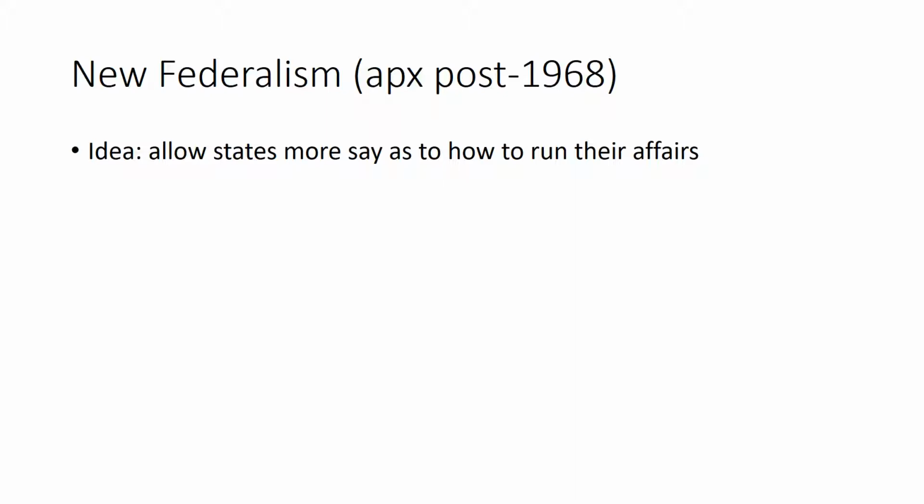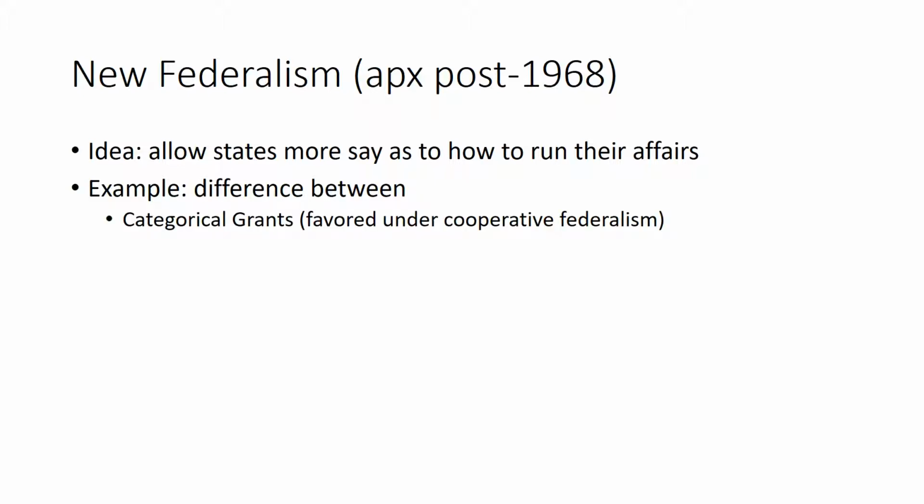So we finally come into new federalism. The idea of new federalism is to allow the states to have more of a say in how they run their affairs, right? So here's an example, the difference between categorical grants, which were favored under cooperative federalism, and block grants, which were favored under new federalism. So let's say that I'm going to give you money to solve your problem with transportation. You have a problem in transportation. I'm going to help you solve that problem by giving you money for transportation.